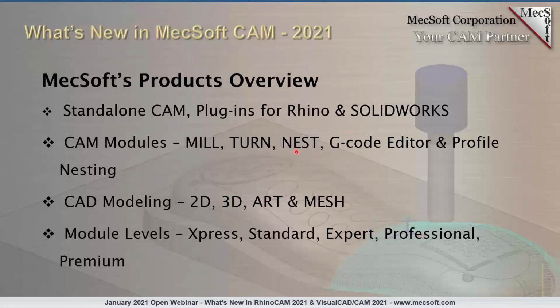As far as our CAM products, we have multiple modules inside our CAM product. Some of these are separately priced, and some come with your maintenance subscription. We have the Mill Pro module, which is our flagship module and our mainline product. We also have a 2-axis turning module and a parts nesting module that will allow you to do both true shape and rectangular nesting. We also have a G-code editor module, and then finally a profile nesting module.